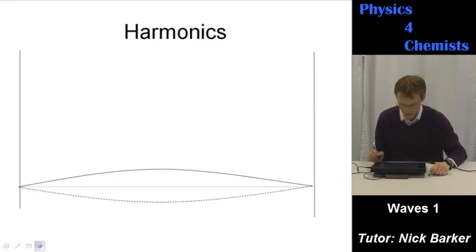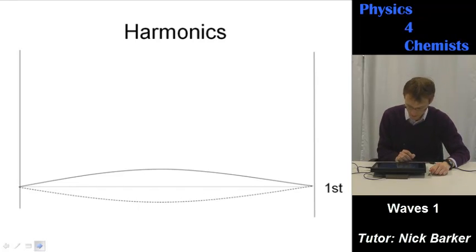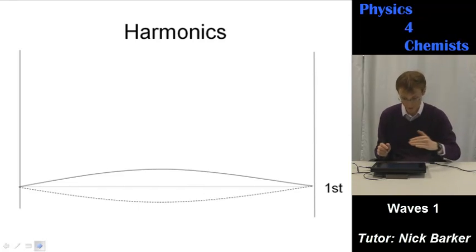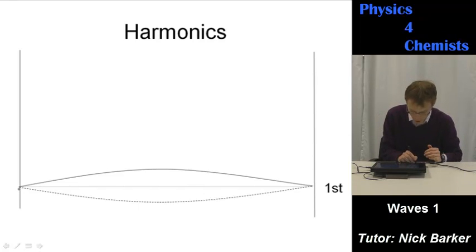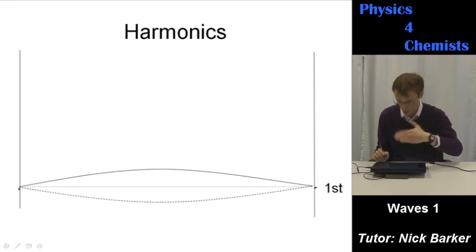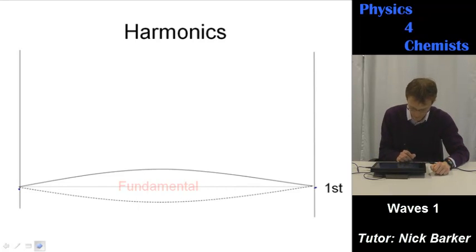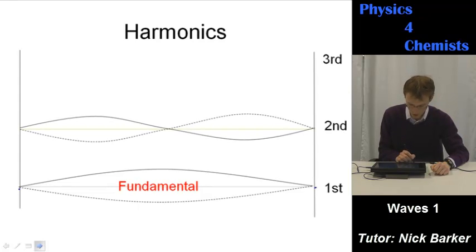Harmonics, really important this. The first harmonic, what I'm trying to describe here, is two nodes here and here, and an oscillating wire or string in between to show the wave. So that will be called the fundamental frequency. You can have the second and the third harmonic on top of that, and they would look like this.